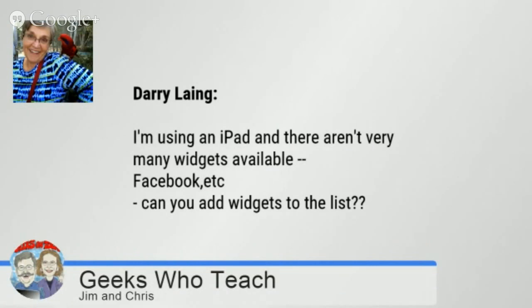We got a question here. I'm using an iPad, and there aren't very many widgets available. Facebook, etc. Can you add widgets to the list? The only way to get a widget on the list is to have the app. I mean, you delete the app, the widget goes away, you add the app, the widget comes back. So if you have the Facebook app installed, the Facebook widget should be there if you're on iOS 8. Now, you have to tap on Edit to see the ones that aren't put on, maybe that's the piece that you're missing. Go ahead and show it real quick. Okay.